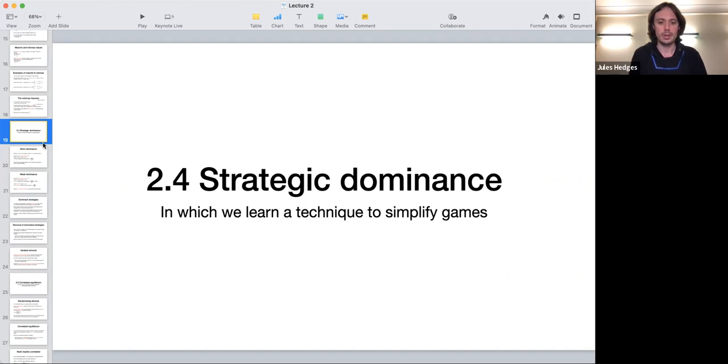Now we're going to talk about something called strategic dominance, which has a dual role, partly as a solution concept in its own right, and partly as a kind of calculational trick, which you can use to simplify games when you're working with other solution concepts.